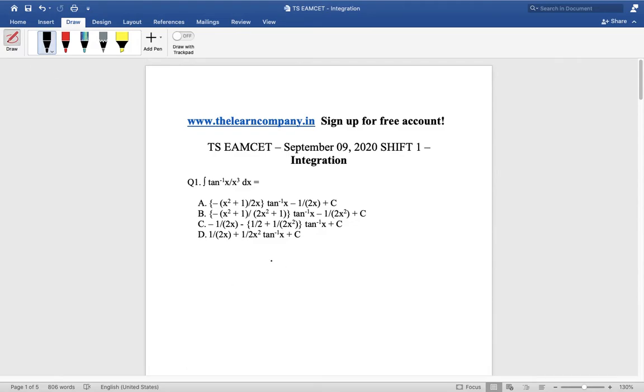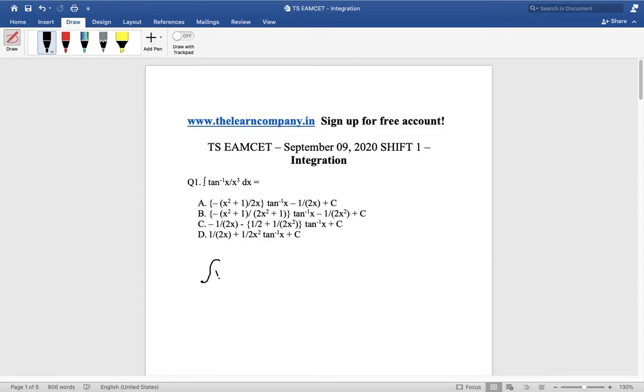So the first problem is the integral of tangent inverse of x divided by x cube. Now, in this problem, the first method that I would say everybody chooses is by parts, and by parts is what we are also going to do. But whenever you do a by parts integral, you have to make sure that you choose the correct functions, which one has to be differentiated and which one has to be integrated.